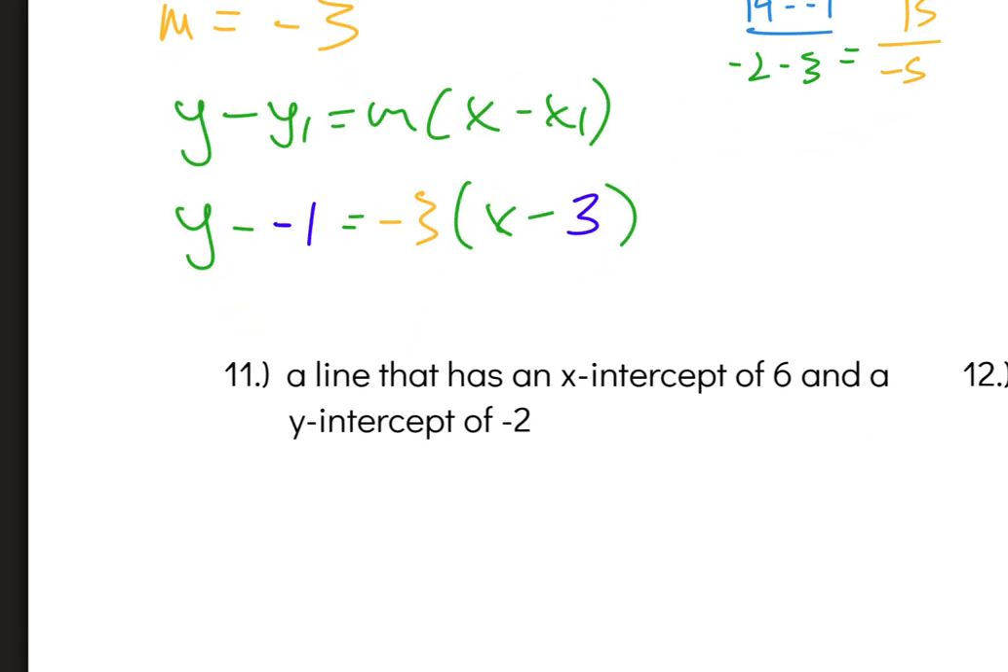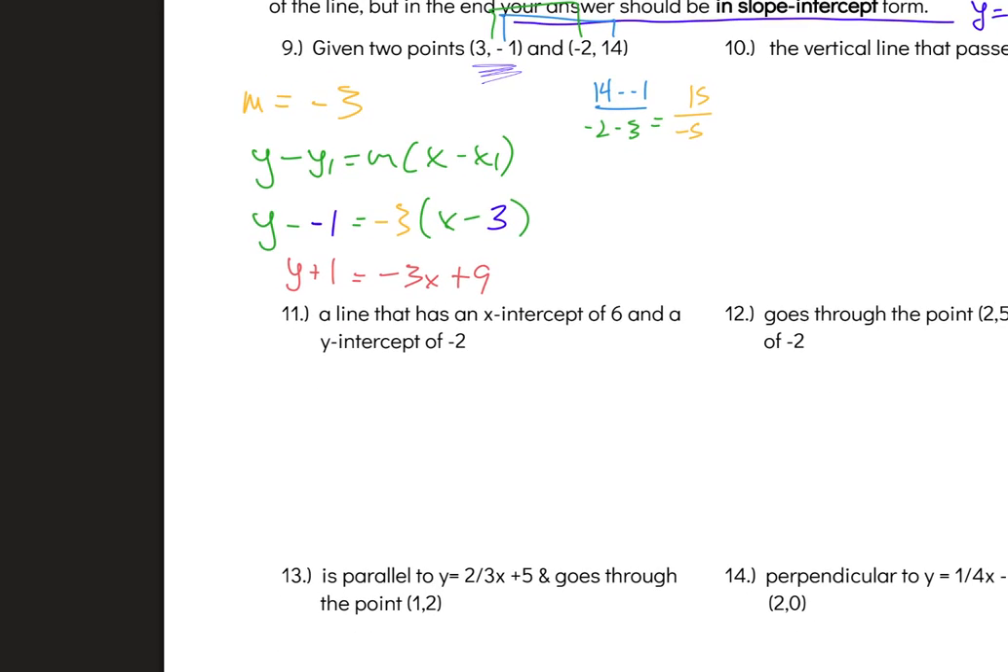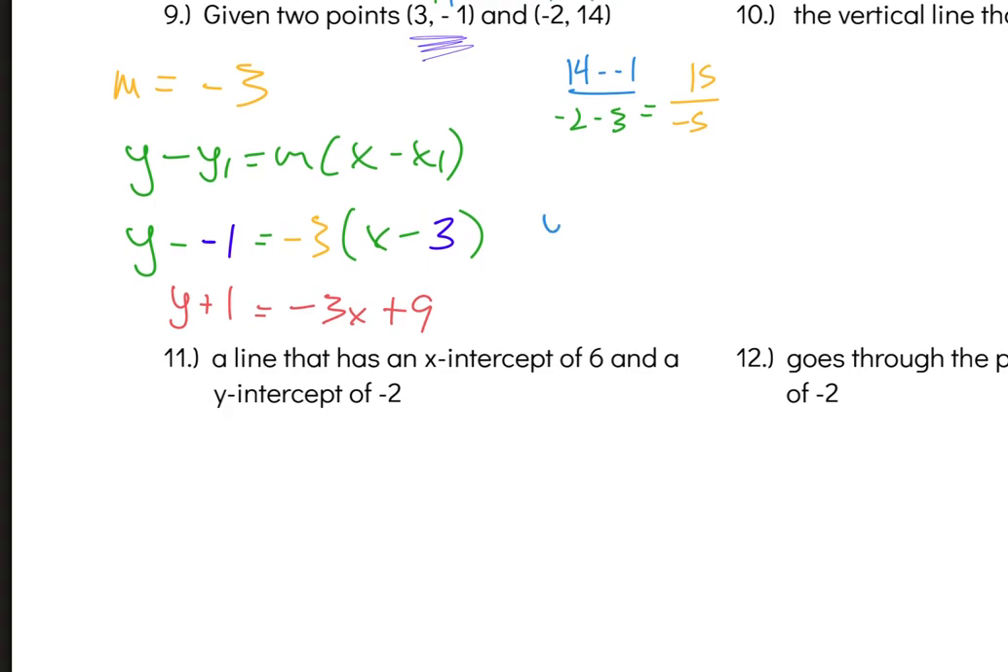We're looking for slope intercept form, so what I'm going to do is simplify. That's y plus 1. I'm going to distribute the -3, and now I'm going to subtract 1, and I get a large area, so hang on, let me zoom in. y equals -3x plus 8.